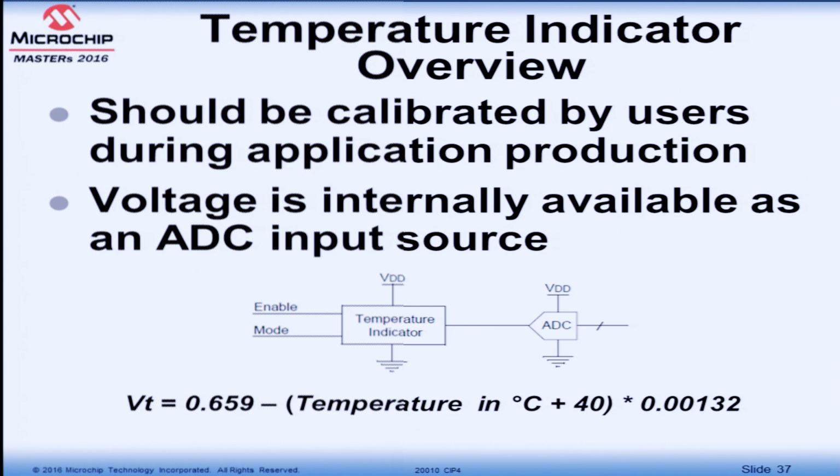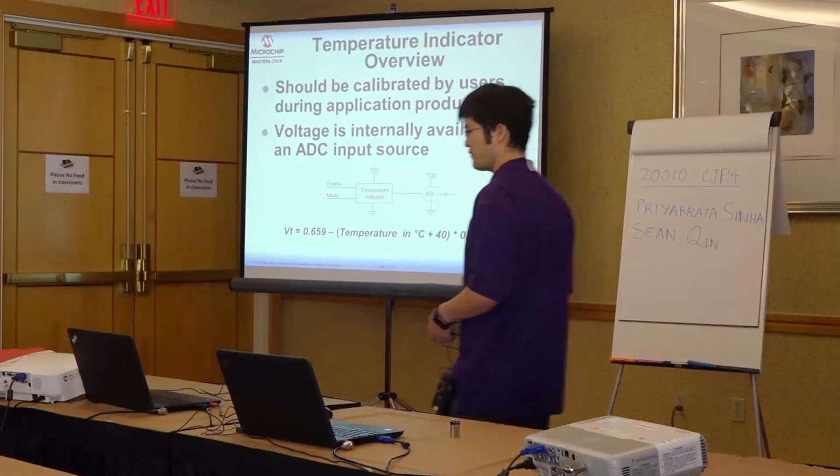The voltage internally is available as an ADC input source. So when you use this temperature indicator, you can just hook it up to your ADC and read a reference value from that. Basically, to determine your temperature, you can follow this equation here. Again, those two constants, the offset and the slope, should be calibrated when you're doing your production.